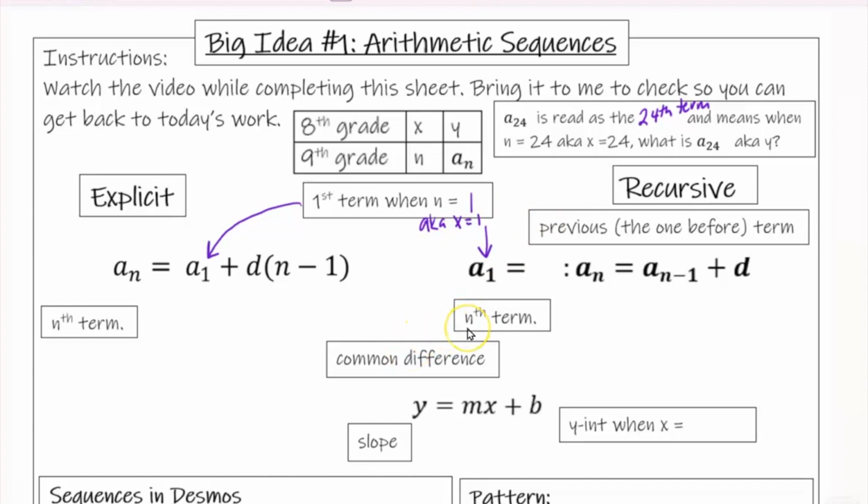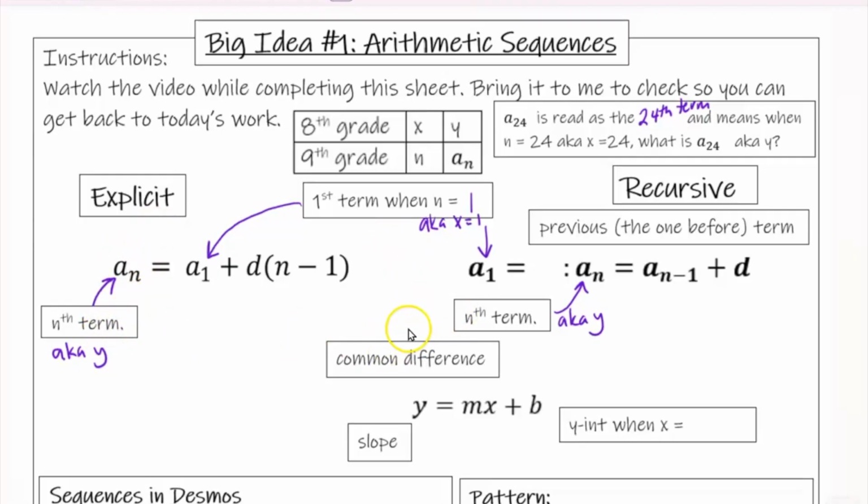Now, the nth term on both of them is this a sub n. So the nth term, oh, sorry, I didn't put it on again. It's this one. The nth term is this a sub n. So this is just another way of saying aka y. So I'm going to go aka y. The nth term is another way of saying y.